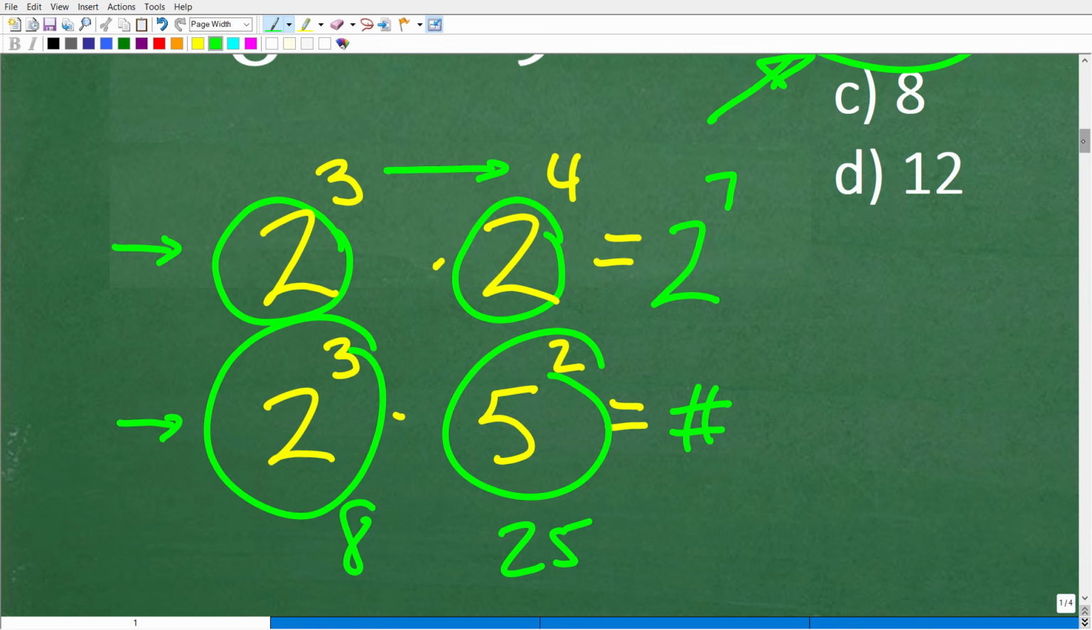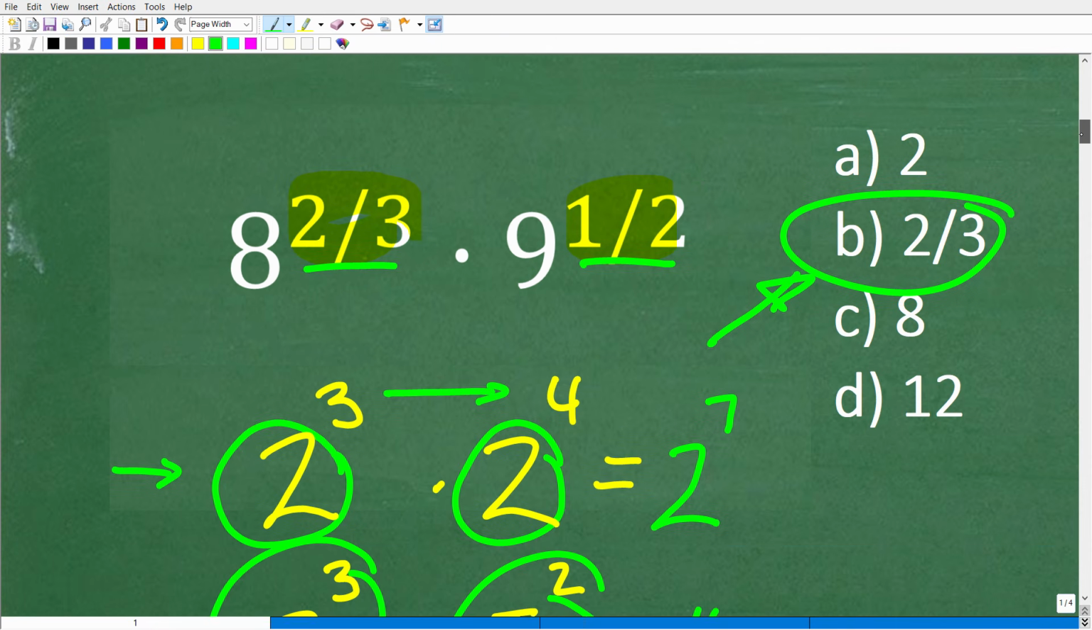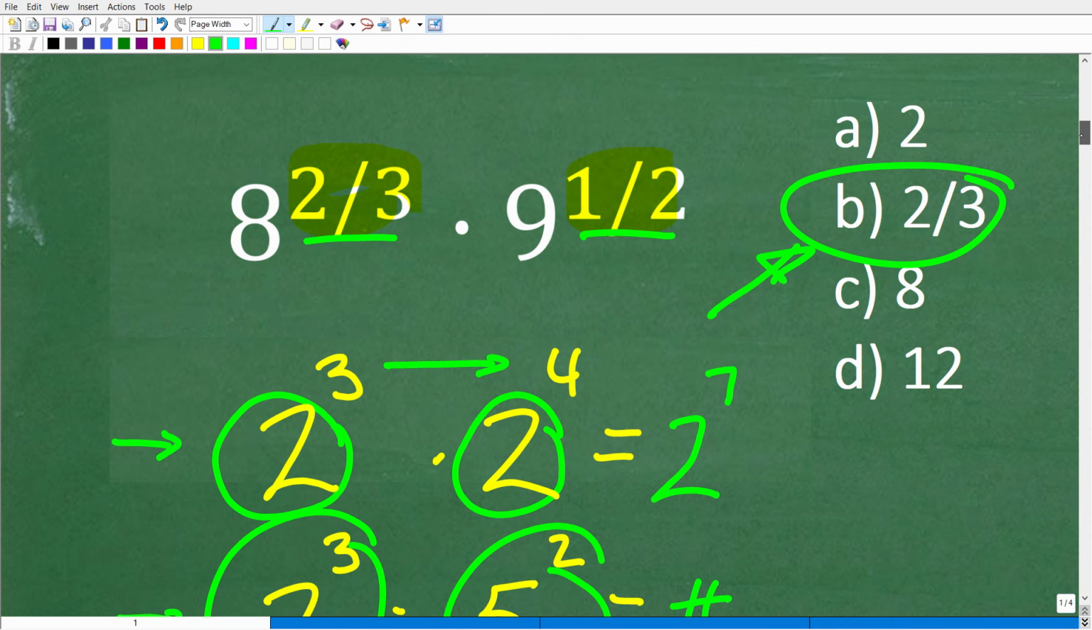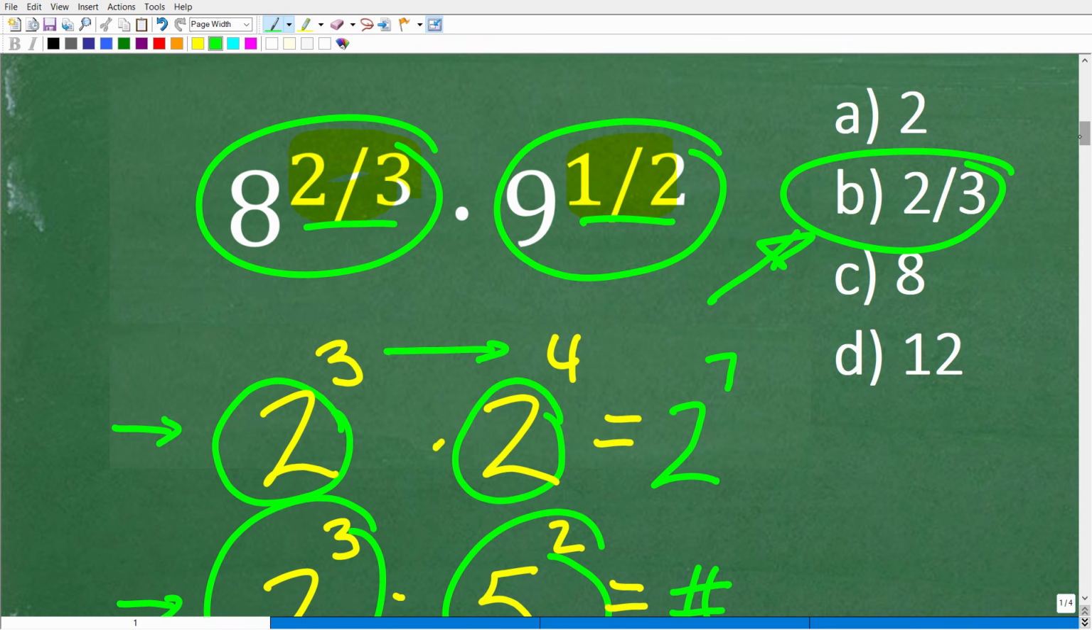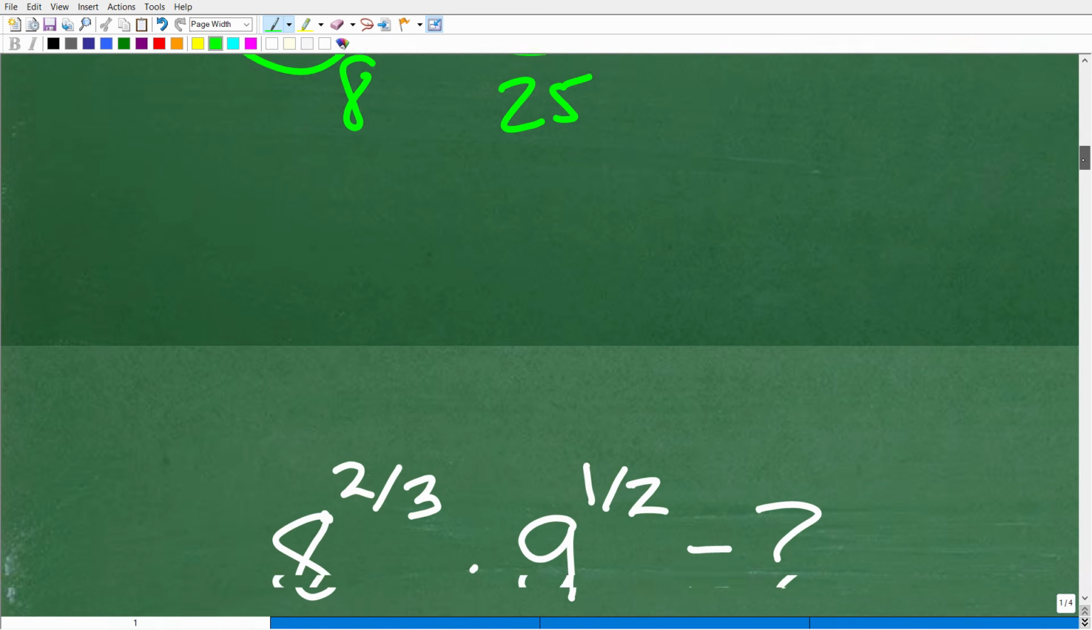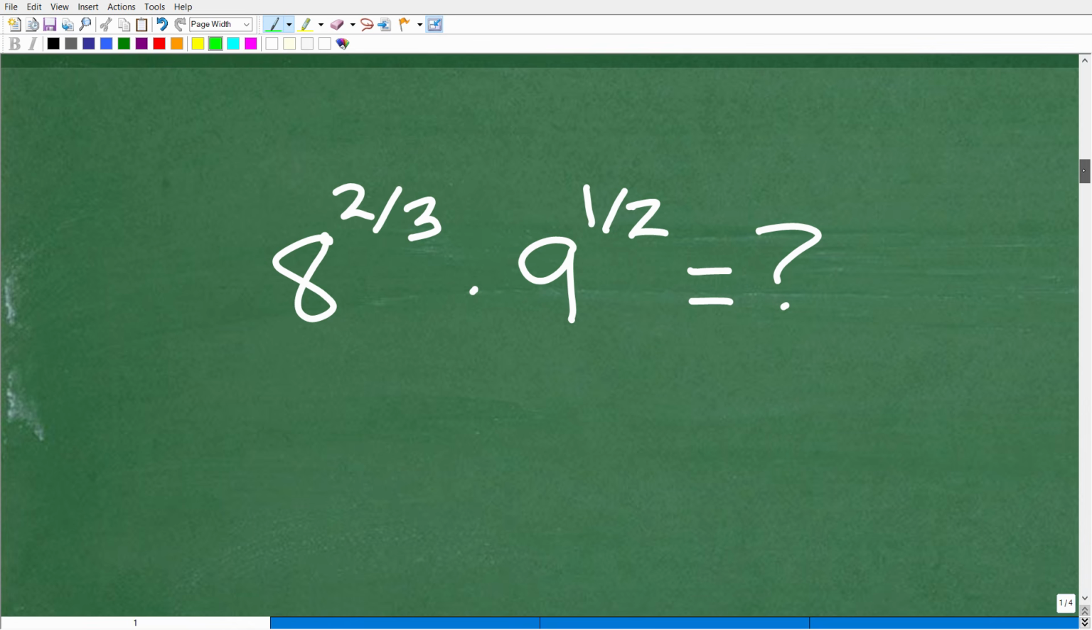But in this particular problem, what we want to do is use the properties of powers and exponents to figure out the right answer, because you might be saying, well, 8 to the 2/3, what is the actual numeric value for this number? Or even 9 to the 1/2? Well, we need to know a thing or two about rational exponents. So let's go and get into that right now.